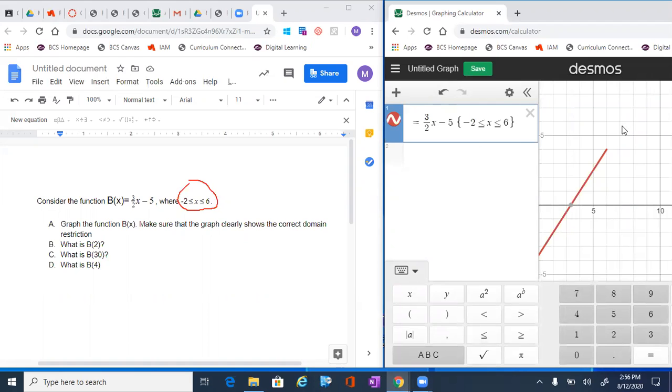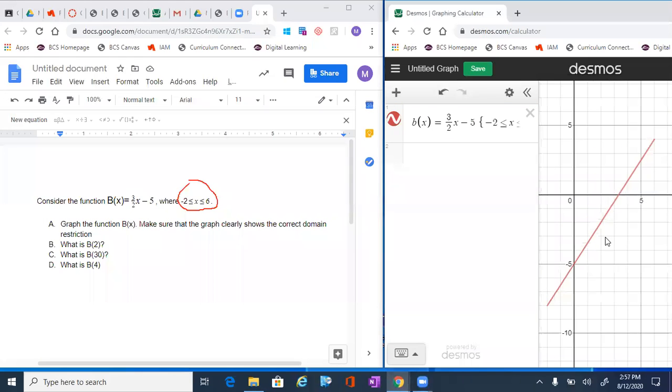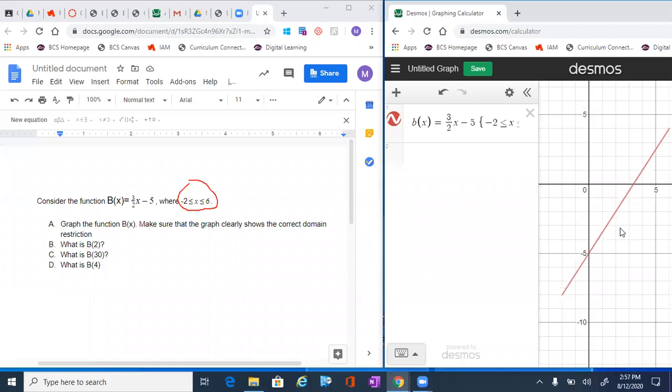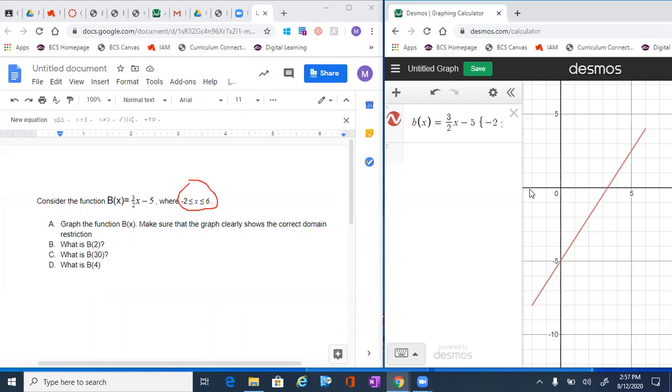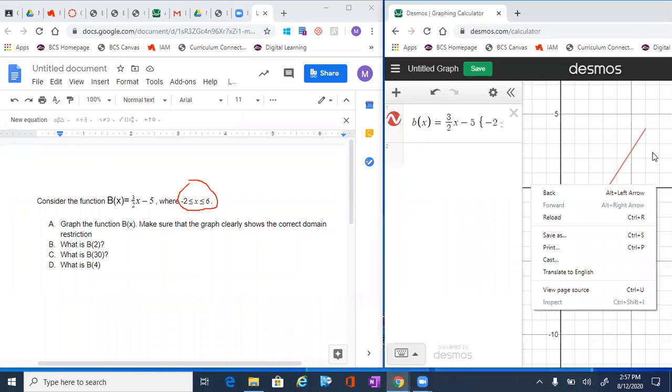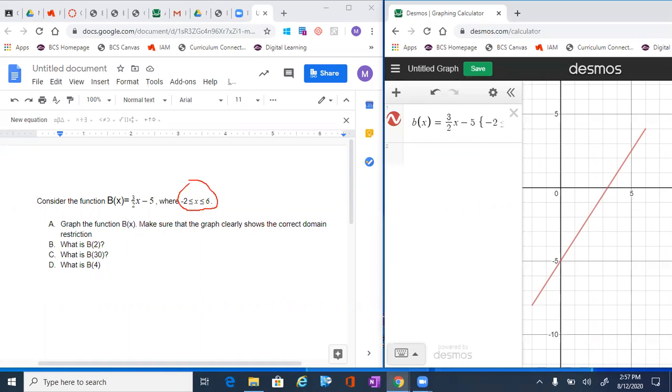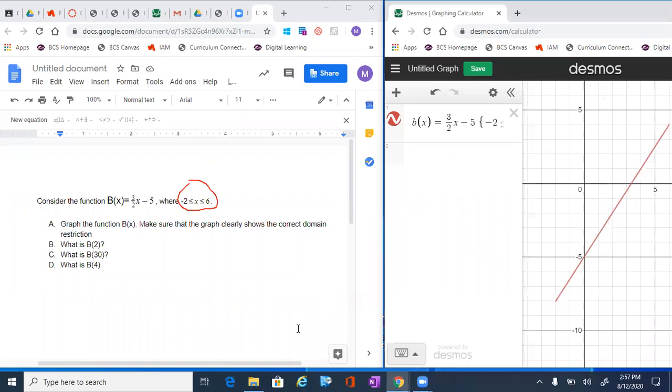Once we have that piece, you can see right off to the side that the graph really only goes from negative 2 right here, and it goes all the way to positive 6 right there. There's nothing after and nothing before it. Then I can come over here and answer the rest of the questions.